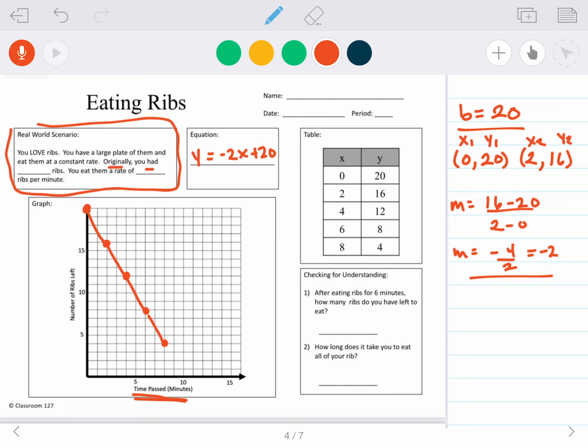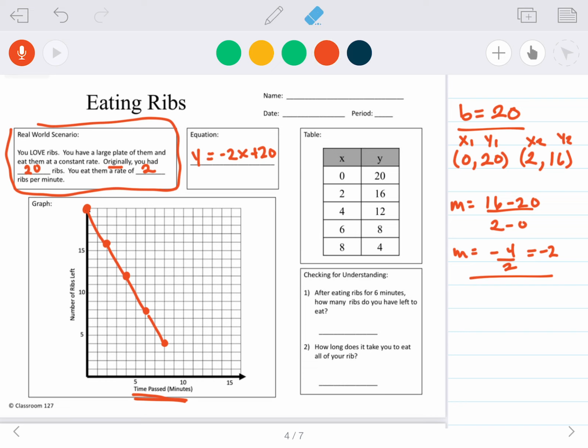Well, that's our y-intercept. That's our initial value. And that's going to be 20. So this is where we start. We start at time equals 0 with 20 ribs. And we're going to eat them at a rate of how many ribs per minute? Well, that's the slope, right? We could write negative 2, but it makes more sense if we just put 2, since negative 2 ribs per minute, what does that even mean, right?